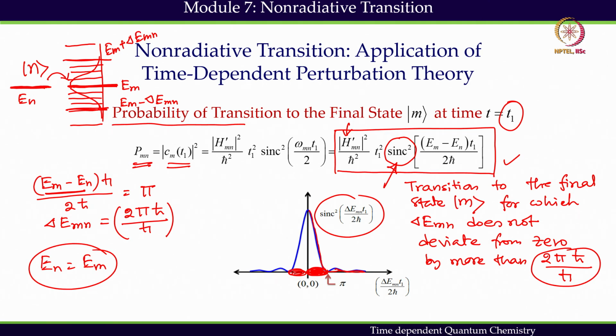So, bottom line, what we have learned from this exercise is that non-radiative transfer of population from the initial state to the final state is possible only if the final state energy difference, this delta E, does not deviate from 0 by more than this value. This is going to be plus minus. Both values are possible. So, all those states will be populated if they are within this energy bandwidth.